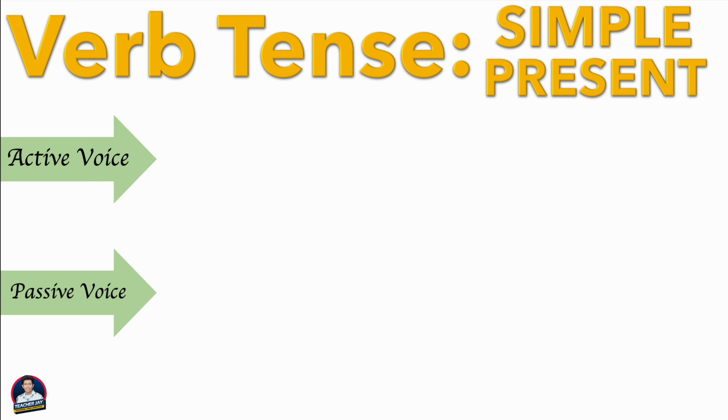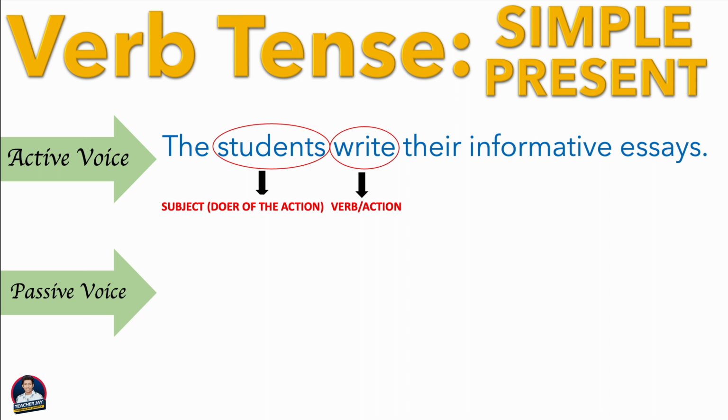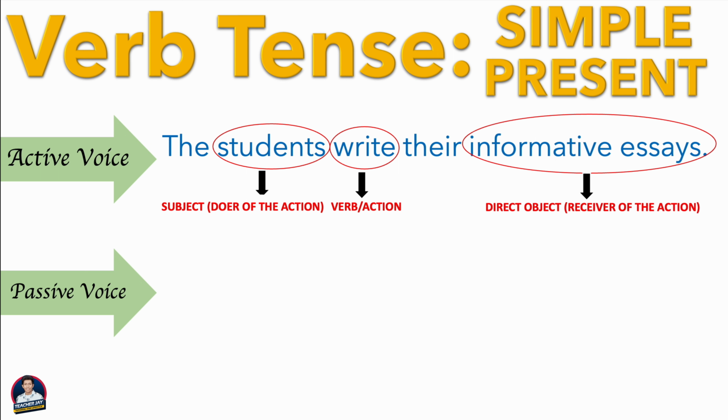Let's have an example of an active voice in the simple present tense of the verb. The students write their informative essays. In this example, we have the students as our subject, or the one who performs the action, which is write. Write is our verb or action here. And informative essays is our direct object, or the one that receives the action of the verb, which is write.